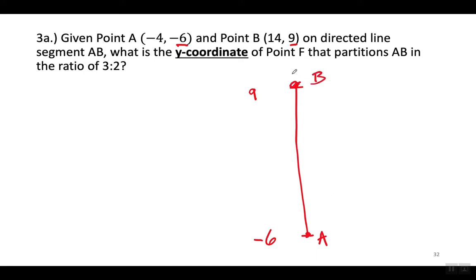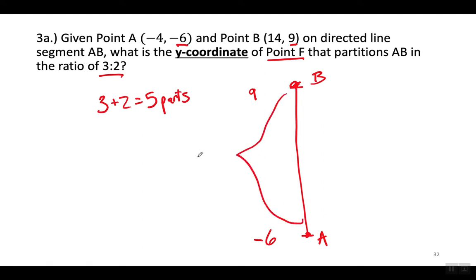So where do I put point F so that it'll partition this into a ratio of 3 to 2? So again, 3 to 2 means you need 5 parts. Necesito 5 partes. All right, so from -6 to +9, that's a distance of 15. So 15 divided by 5 equals 3.